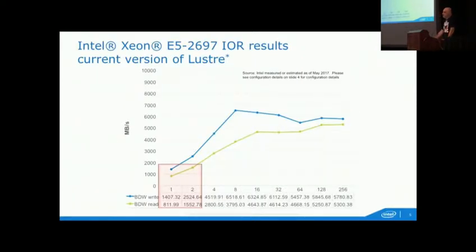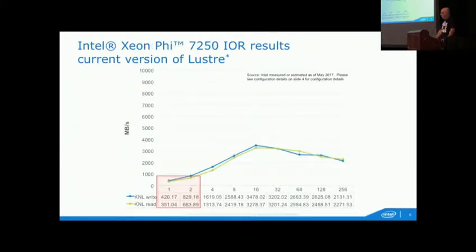I use an I/O performance tool to measure results, and the current Lustre, about the pre-2.10 version, shows the following results. I'd like to draw your attention to the red box here, where we see the lowest performance results. It's related to single thread and two threads. Just remember those numbers. I will try to improve exactly the numbers from this box.